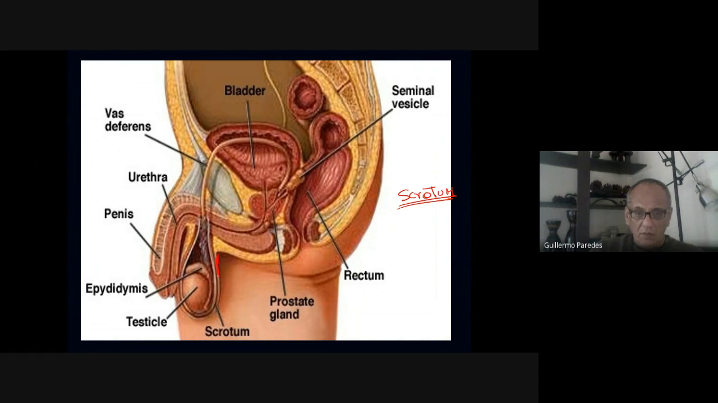This is the scrotum. Scrotum is basically like a container. It's a bag, like a bag.